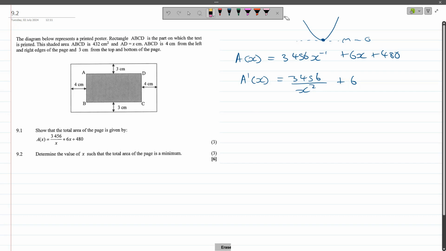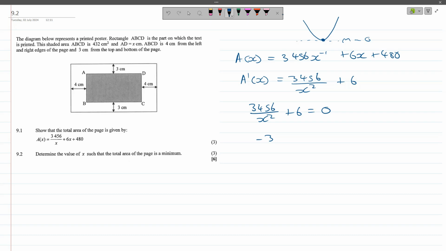So 3456 over x squared plus 6 is equal to 0. Take the 6 to the other side and multiply by x squared. Then you get 3. So this is supposed to be negative 3456, since we multiplied by the negative 1 over there. So let's not forget that. Then from this point on, you can have negative 3456, and take the minus 6 to the other side, multiplied by x squared, we get that.